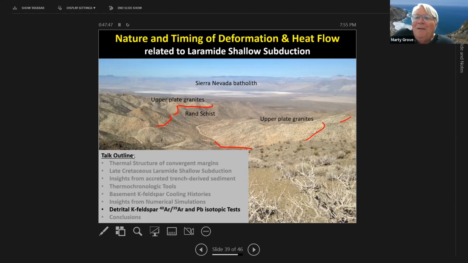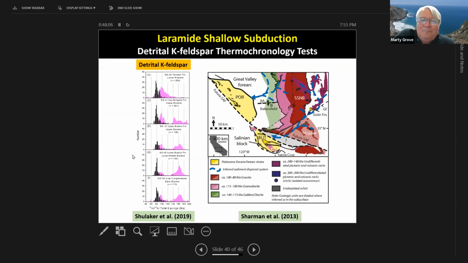So K-feldspar loves to retain trace amounts of lead. You can have tens of ppm of lead in K-feldspar. So even though it doesn't like argon at all, it accepts lead into its structure. And this is going to be useful in terms of assessing the provenance. And so this is just some of the work that we've done on this problem.